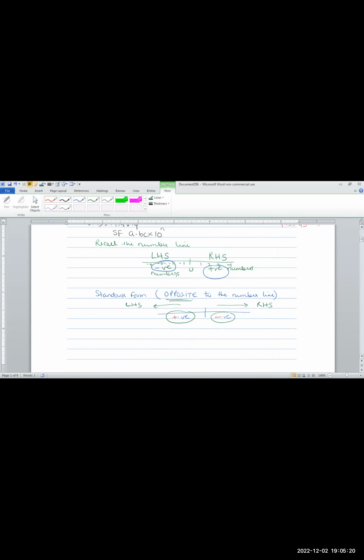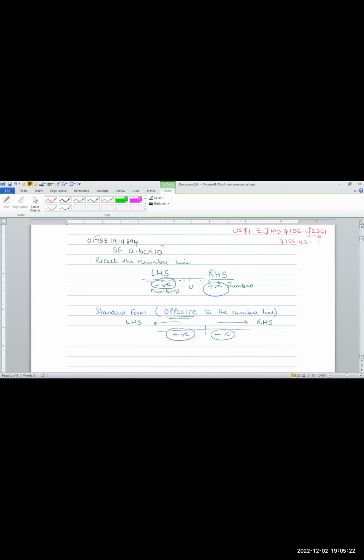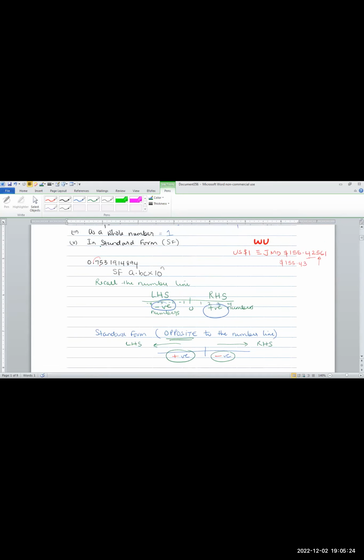So what I'm saying to you now is, you see the direction I was going in just now? The direction was to the right, because I'm going here to get my whole number right here. So I'm going to the right-hand side. When I go to the right-hand side for standard form, is it positive or negative? It's a negative.